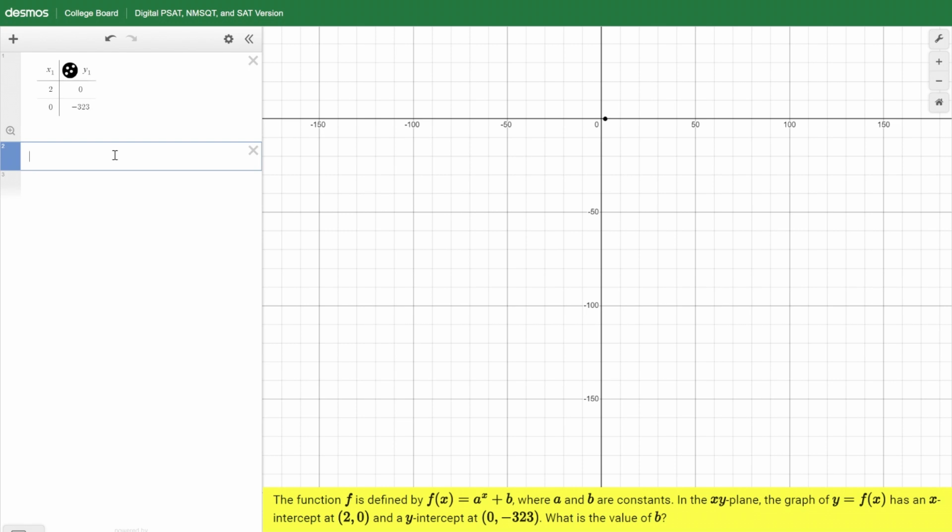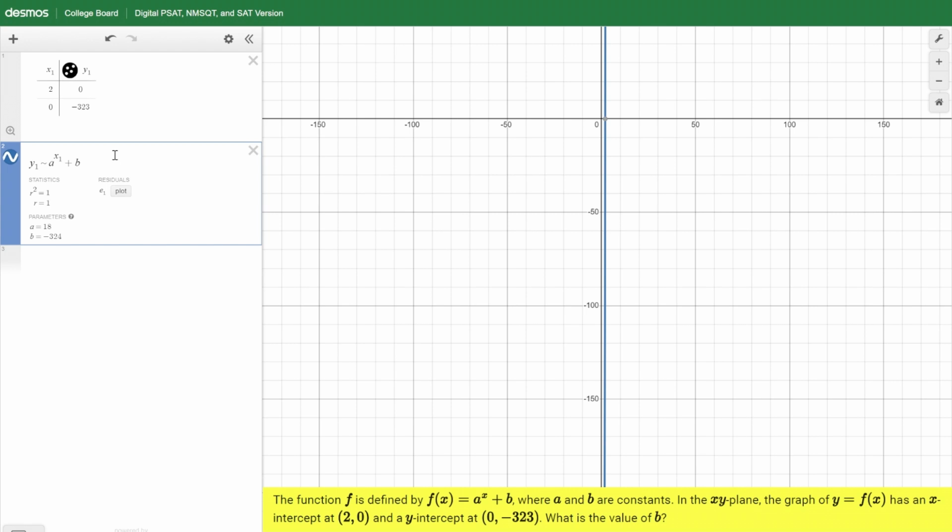And now we don't use a function f of x equals a to the x plus b, or y equals a to the x plus b. But since the variables in the table are x1 and y1, we will use y1, and we won't use the equal sign, but we'll use the tilde sign here. y1 tilde a to the power x1, again we don't use x, we use x1 because those are the variables given in the table above. And then we say plus b.